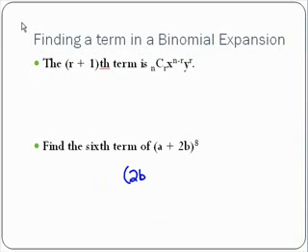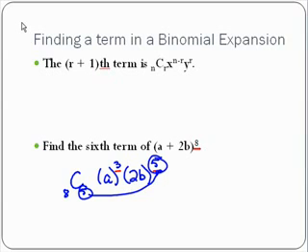Let's start over. With the sixth term, 2b is going to be raised to the fifth. The a is going to be raised to the third, because the 3 plus the 5 has to equal 8. And then for the coefficient, we can use a combination. We could also use Pascal's triangle, but we'd have to go all the way down to the 8th row, and that's a little cumbersome. So on this one we'll use a combination: 8 choose 5. These two numbers are the same.